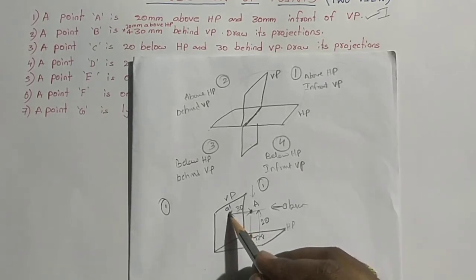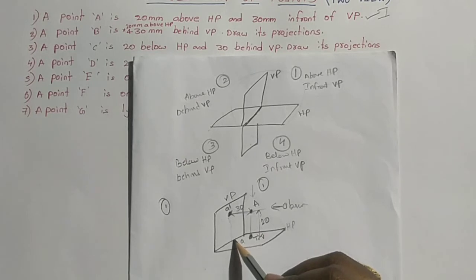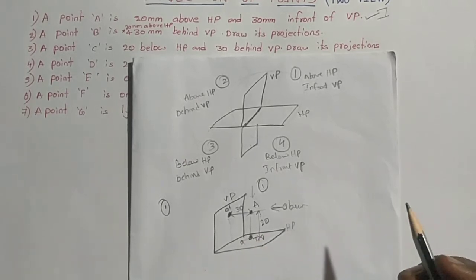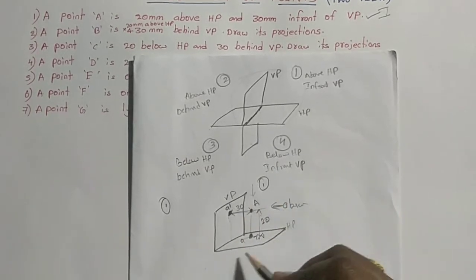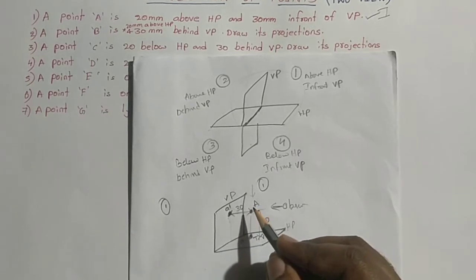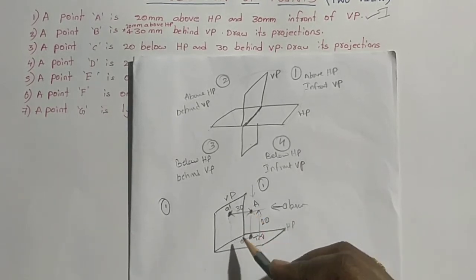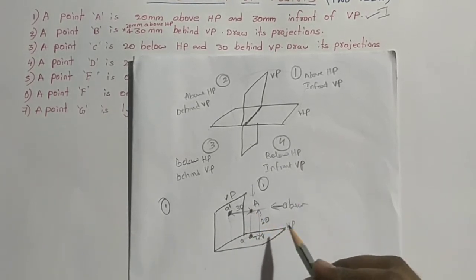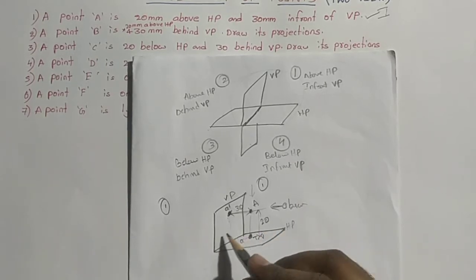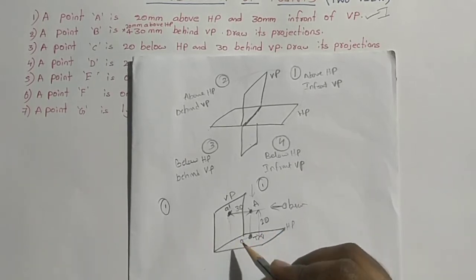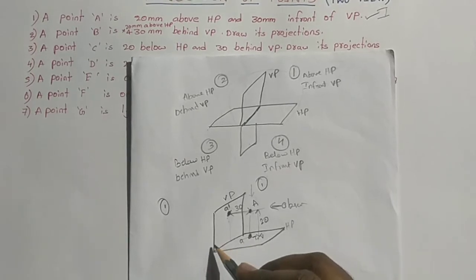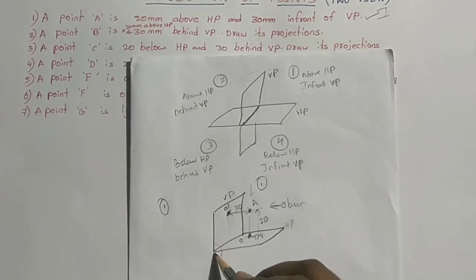From this point to this point the distance is 20. From this point to this point it is 30. We need to draw this projection. It is in isometric view, and we need to convert it into the two-dimensional case. For this, we need to rotate this horizontal plane by 90 degrees clockwise, so that this plane comes into this position.